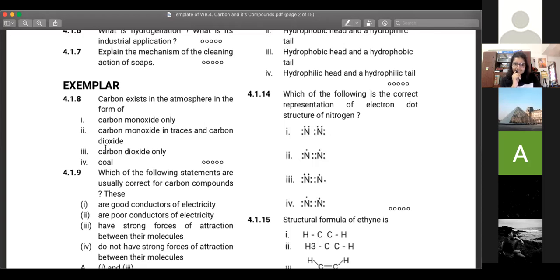Bhavika? Ma'am, I'm not sure about this answer. Think about it. You can give me your logic.